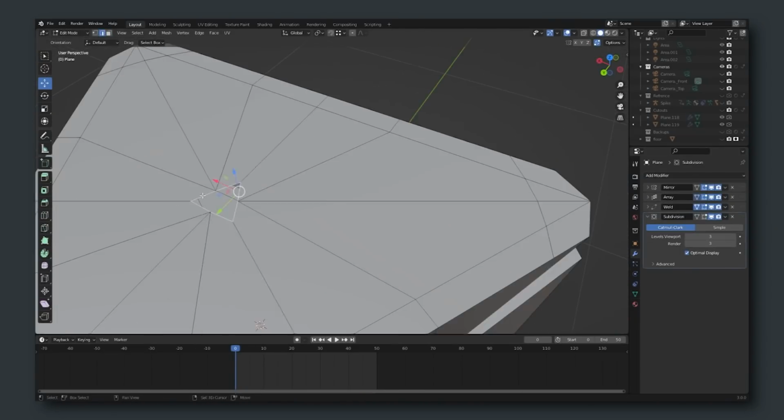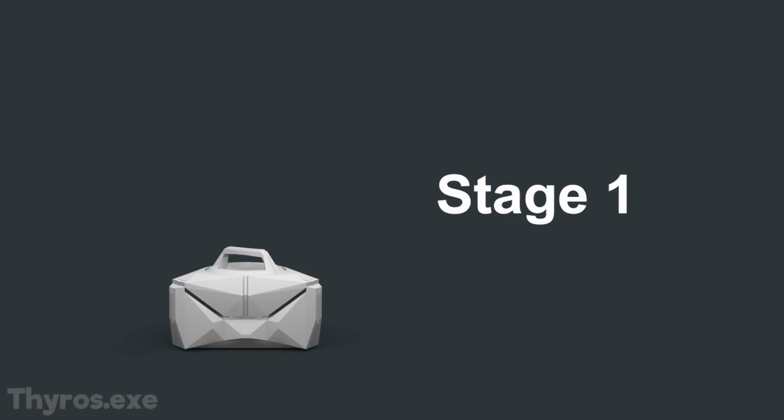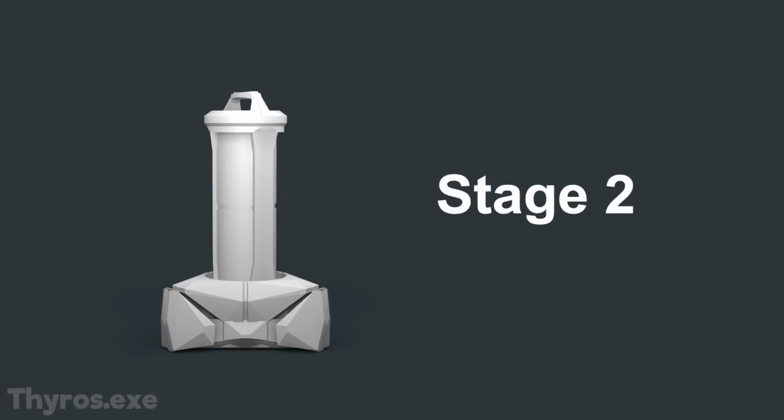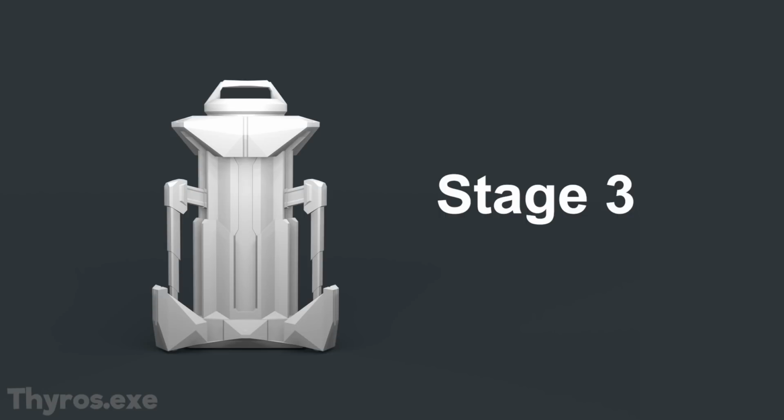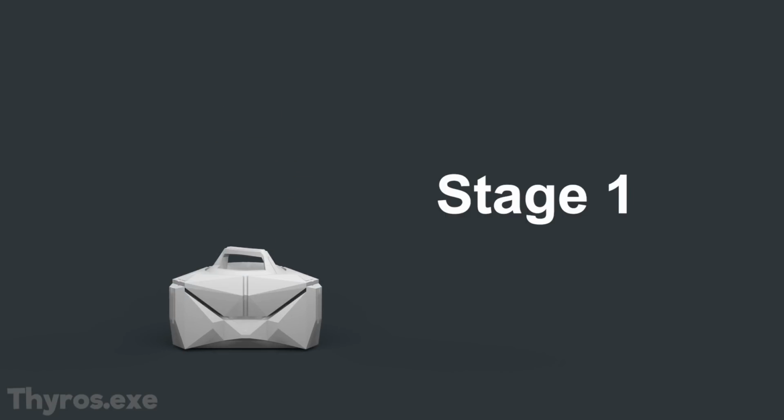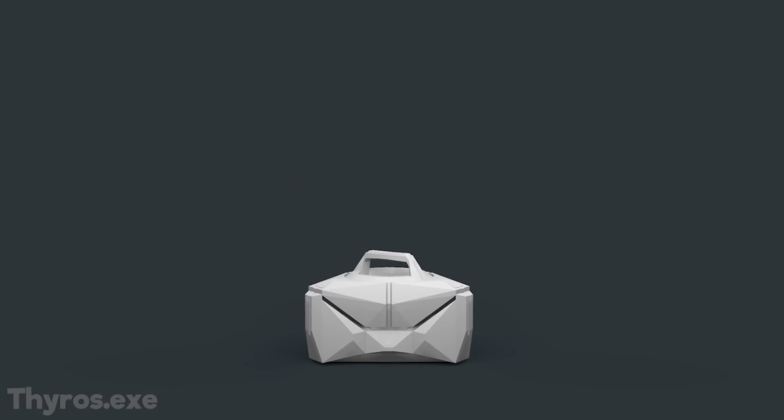I split my modeling process into 3 stages. Stage 1, the closed spike. Stage 2, the planted spike. And Stage 3, the spike during planting. Let's start with the first stage, the closed spike.